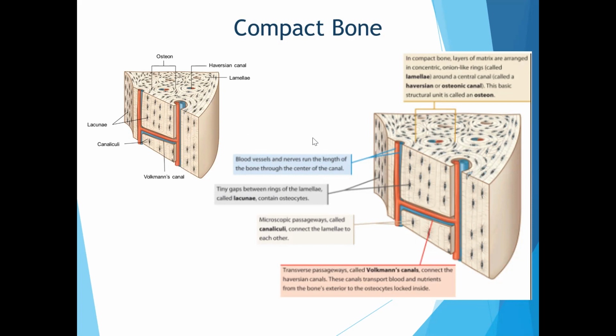And then you also have horizontal canals that connect these. That's your Volkmann's canal. So this is how we can transport blood throughout the bone, is these canals. So this group of lamellae and the Haversian canal, those two combined, this little circle, is considered an osteon. So that's the basic structural unit of bone.